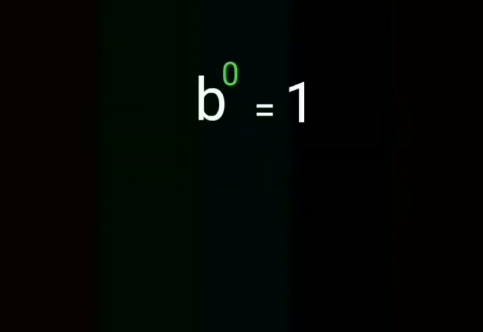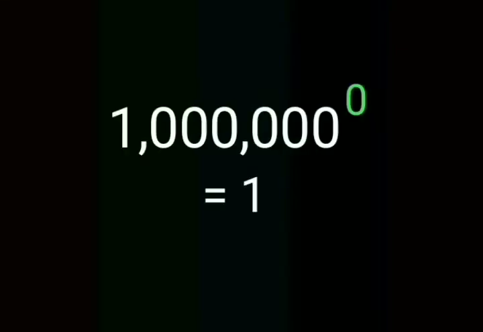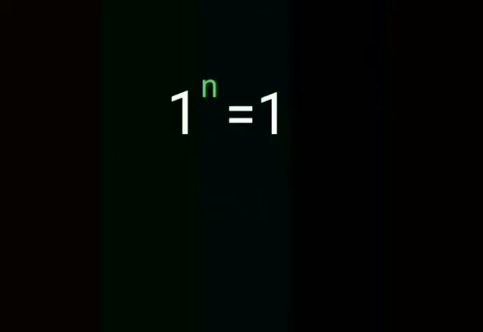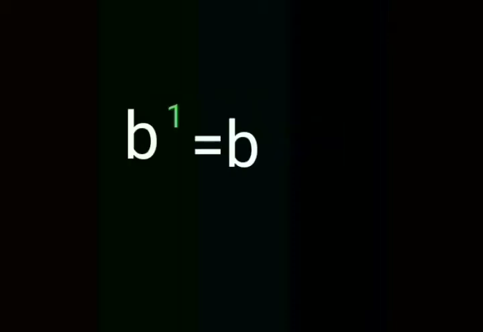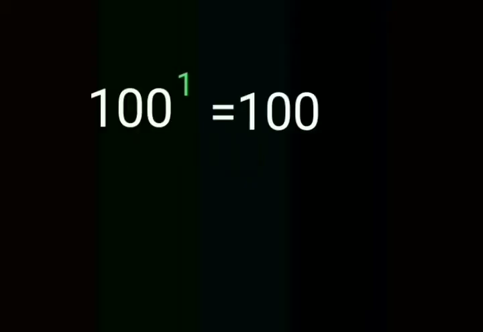Any base to the power 0 is equal to 1. Even if your base is 1,000,000, raised to the exponent 0 is equal to 1. 1 raised to any power is equal to 1. Even if 1 is raised to the power 1,000,000, it still equals 1. Any base b raised to the power 1 still equals itself, base b. Example: 100 raised to the power 1 still equals 100.